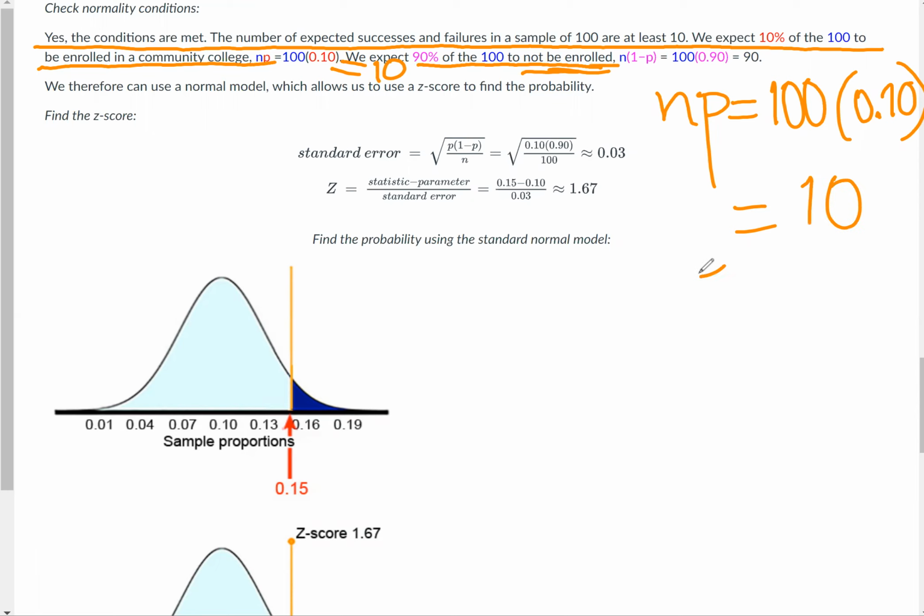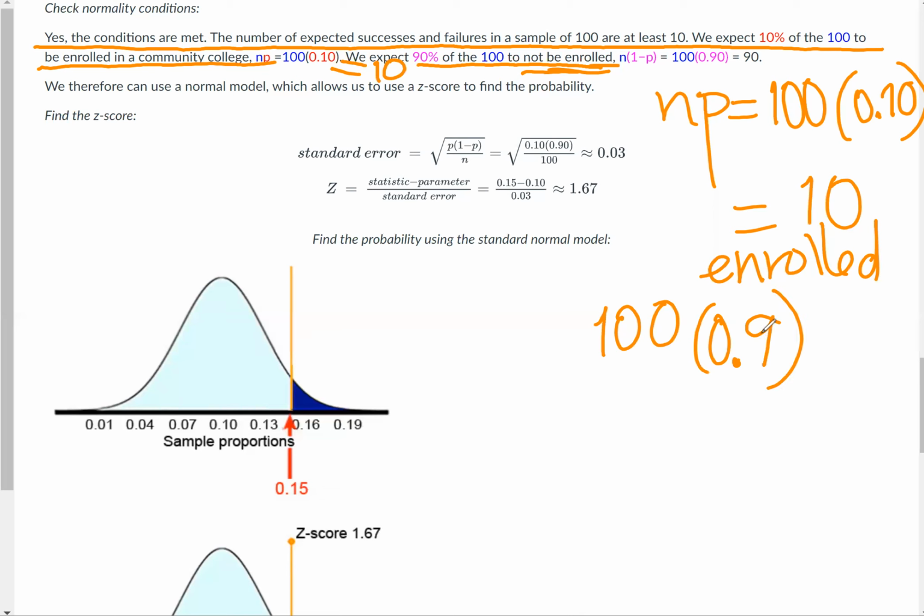So those are the ones enrolled. And then the sample size, 100, multiplied by 0.9, in this case, because 90% should not be enrolled. That's 90. So we expect about 90 people to not be enrolled. We therefore can use a normal model, which allows us to use a z-score to find probability.